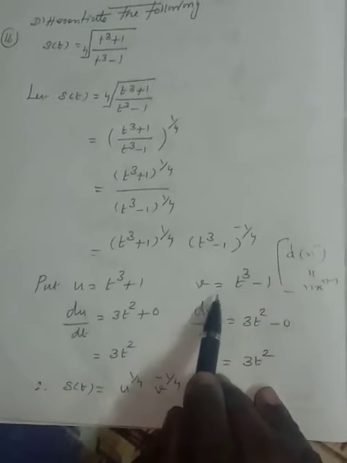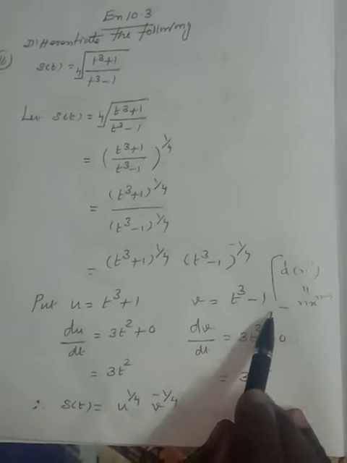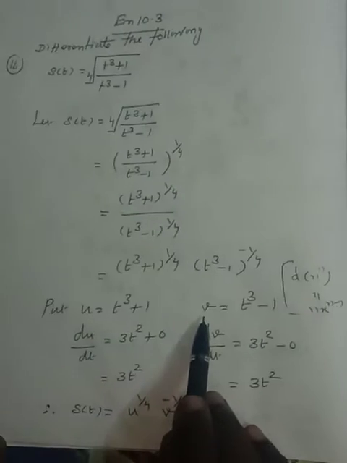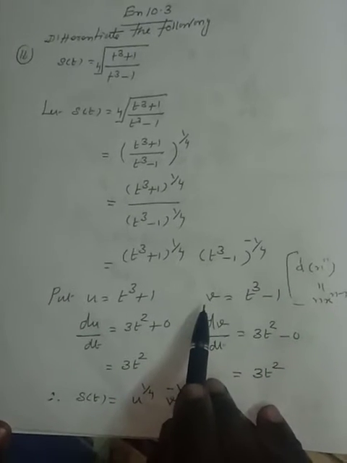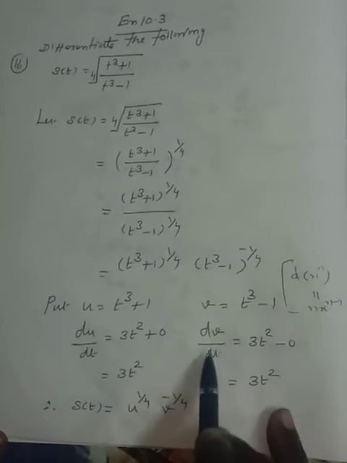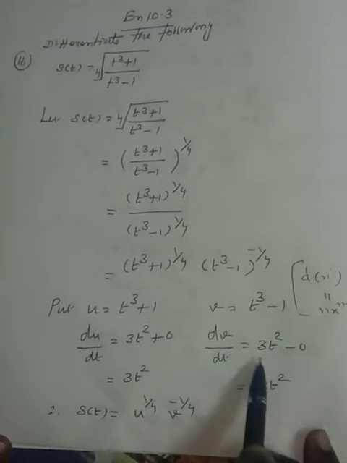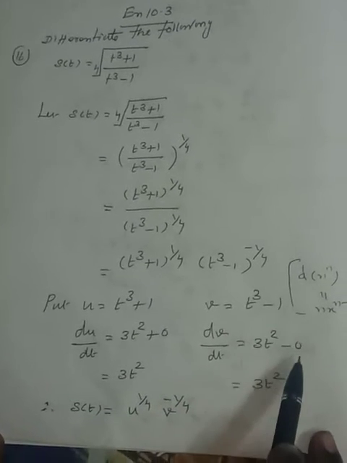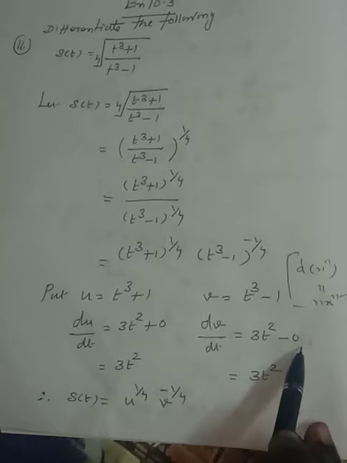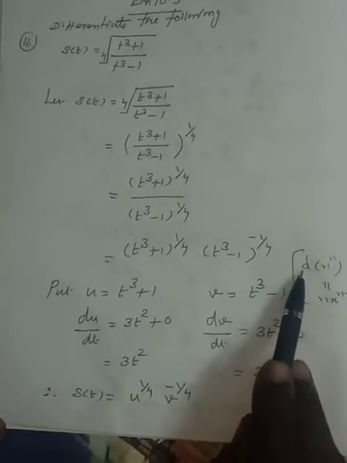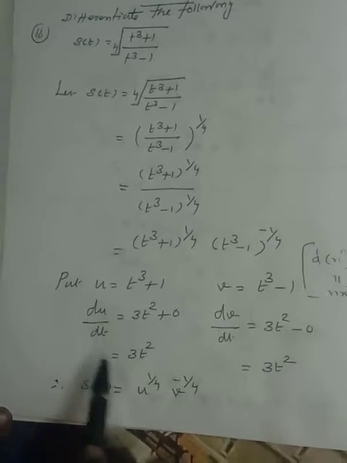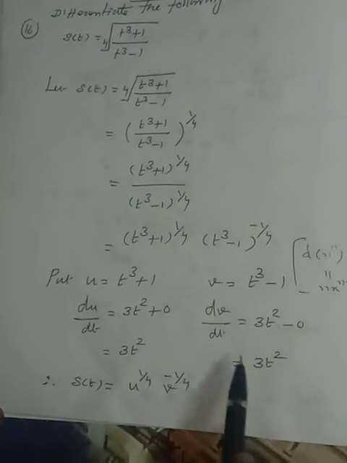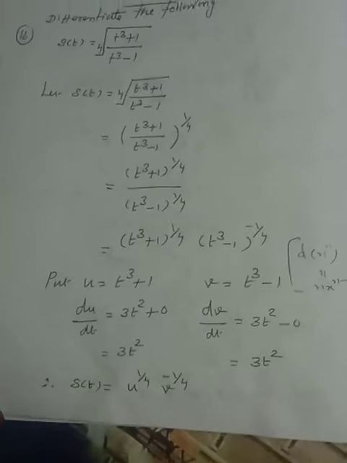v is equal to t power 3 minus 1. Left hand side variable is v, right hand side variable is t. Differentiate v with respect to t. We have dv by dt is equal to 3t square minus constant differentiation 0, using the formula d of x power n is equal to n x power n minus 1. Now dv by dt is 3t square.